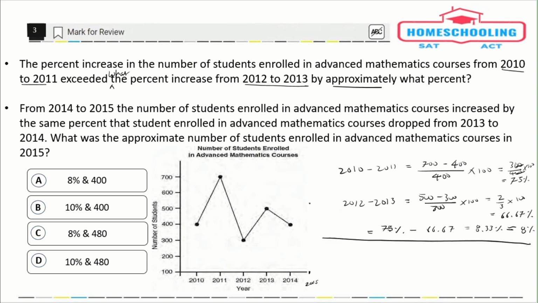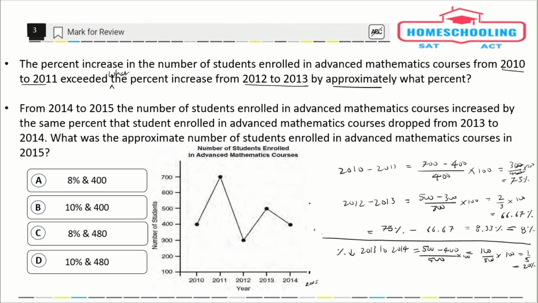So percentage decrease in 2013 to 2014. The value is how much? 500 minus 400. 2013 it is 500, minus 400, divided by initial value. So 2013 is initial here and 2014 is the final, later value. So it would be divided by 500. So it would be 100 by 500 into 100. So it would be 1 by 5. That would be, as we know, 1 by 5 is 20%.